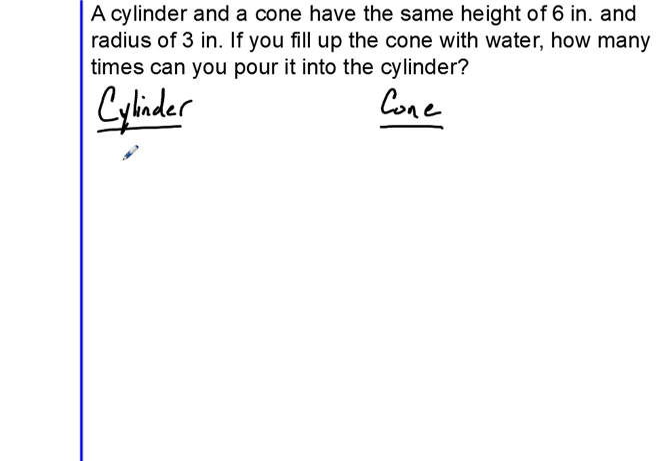So cylinder volumes are found by doing pi times radius squared times height. 3 squared is 9, so we have pi times 9 times 6. We come out to approximately 169.6. Now let's do the cone.